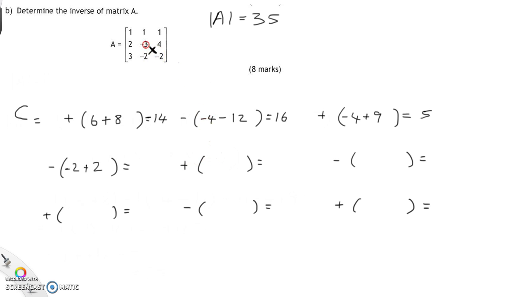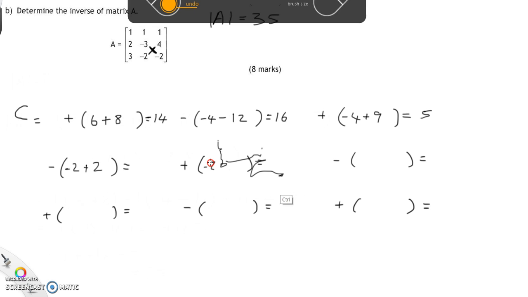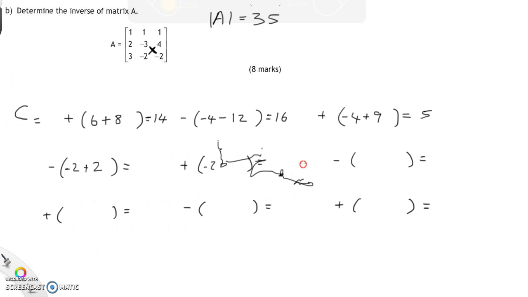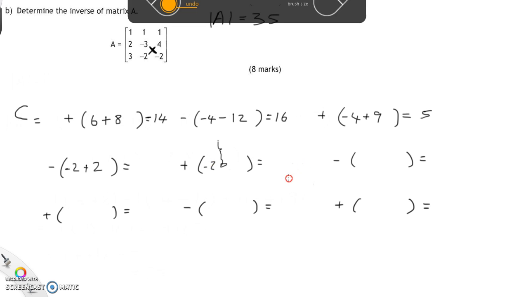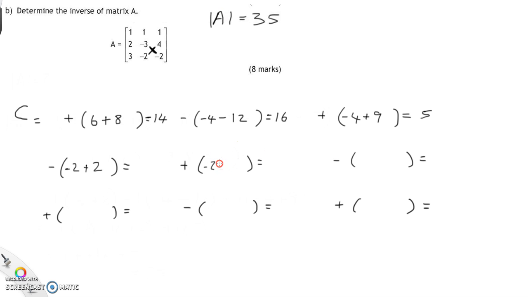Now for the minus 3, the middle column and the middle row are blocked out. So 1 minus 2 is minus 2. Right, so minus 2 minus 3.